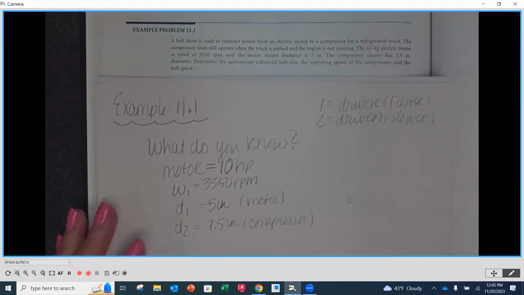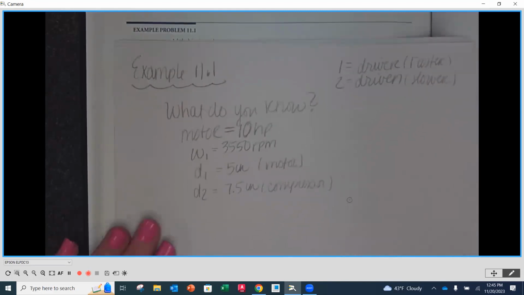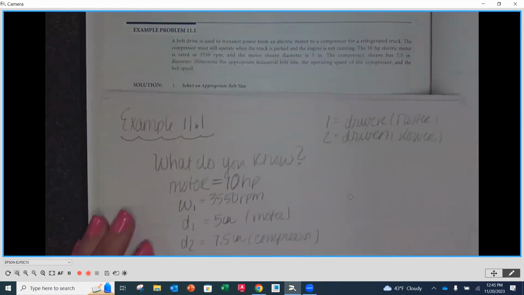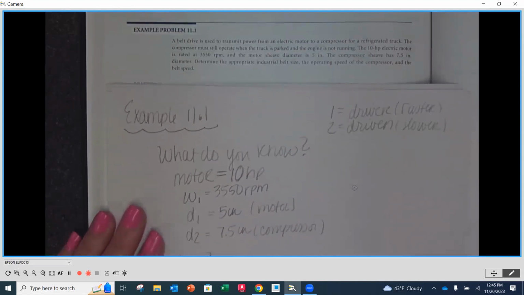Now they want us to determine the industrial belt size, and it's always good to add that too. So we want to find belt size, right? So I always say equal to question mark. We also want to know what the operating speed of the compressor is. Operating speed of the compressor. What variable would that be?